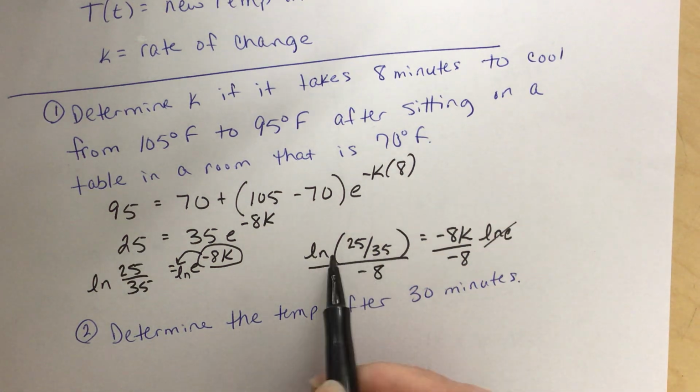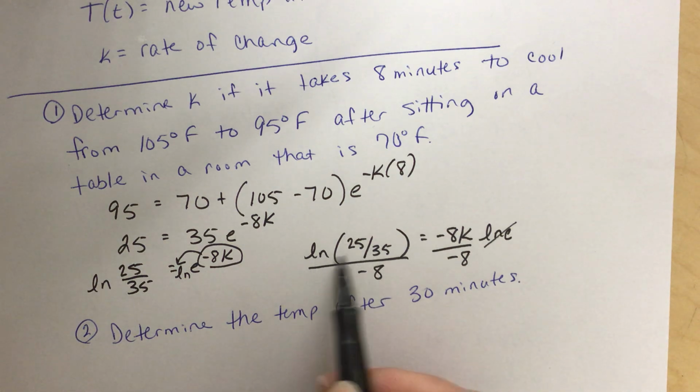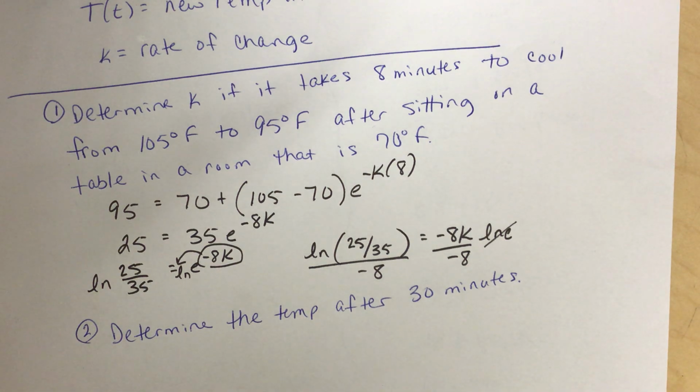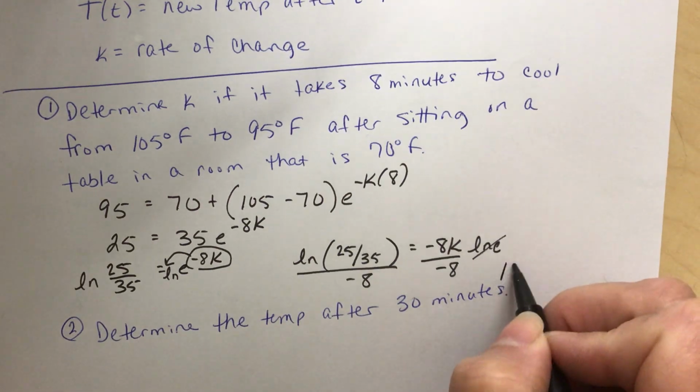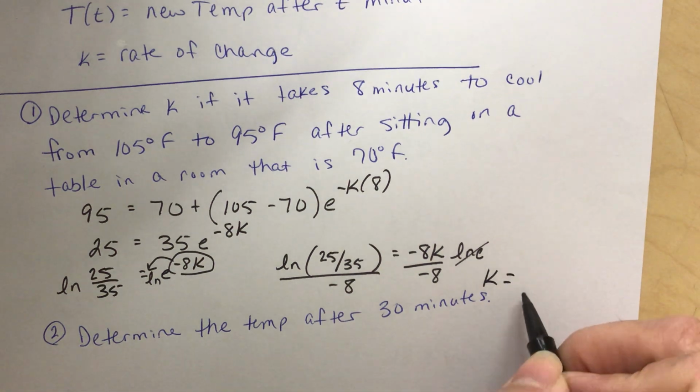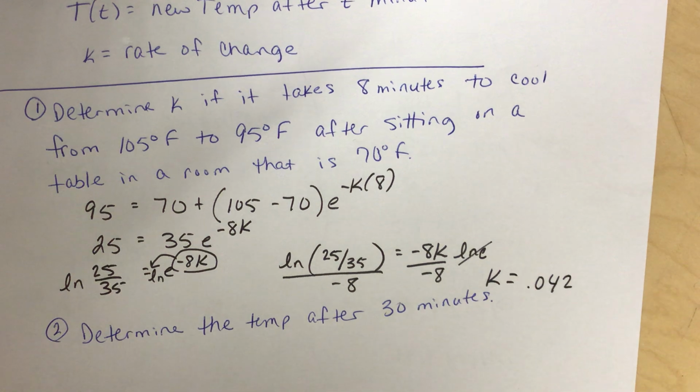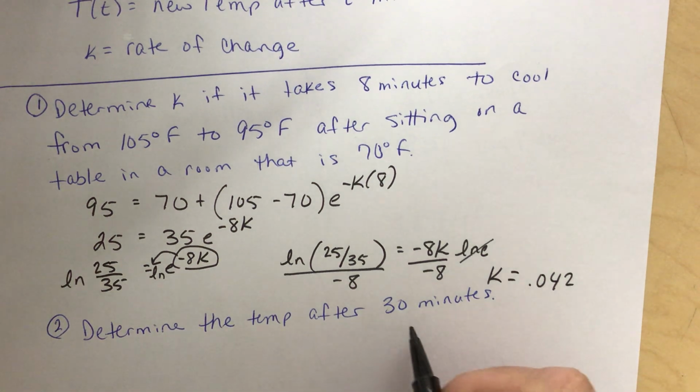So now you might already have this decimal in your calculator, or you can put it in there now, but we're going to take the ln of that divided by negative 8. So ln of 25 divided by 35, divided by negative 8, gives me a k value of 0.042.